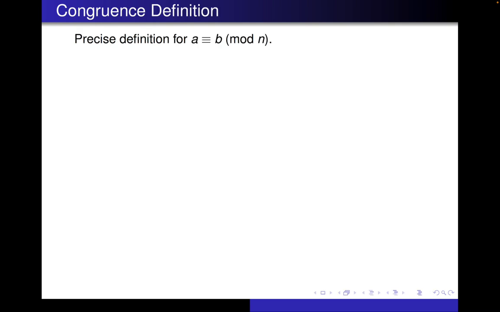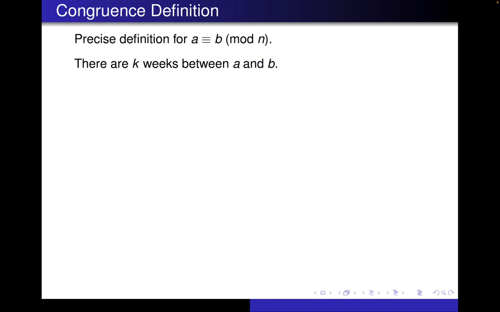So let's see if we can use this model, this way of thinking about congruence, to give us a precise definition for what it means for A to be congruent to B mod n. Well, if A is congruent to B mod n, that means we have n days in a week, and there are some whole number, some integer number of weeks between A and B. Right? Let's let k be the number of weeks between A and B. And again, k is going to be a whole number.